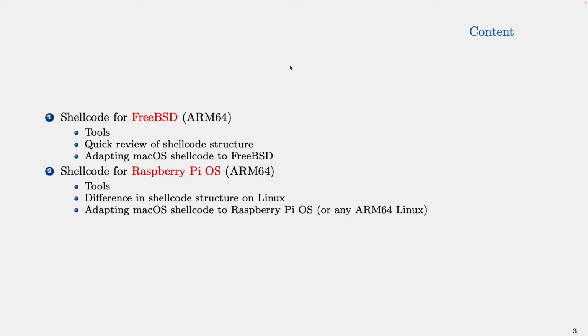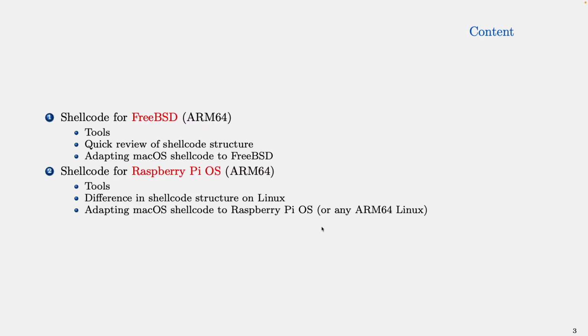So this video has two parts. One in which we transfer our macOS reverse shell to FreeBSD, and one in which we transfer it to Raspberry Pi OS, both also on ARM64 architectures. And in both parts I will quickly talk about the environment and which tools are required. Then I will recall the structure of the reverse shell and review which changes are necessary to adapt the code to FreeBSD or Raspberry Pi.